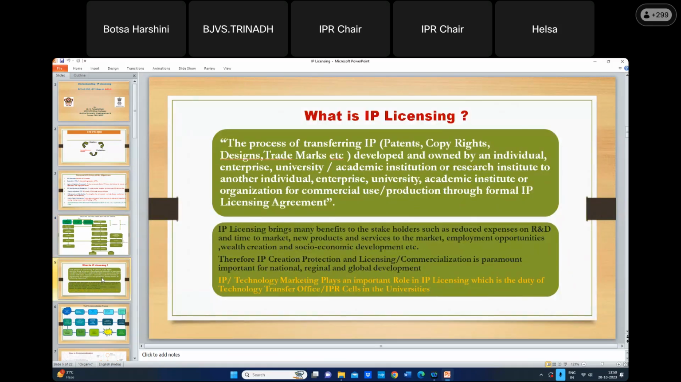And coming to the licensing, now we all know that you have created a new knowledge and you have secured a patent on that knowledge. Then what next? As seen in the IP life cycle, the next step is IP commercialization. So what do you mean by IP commercialization? How does this benefit society? This is all very, very important again for all of you to know.